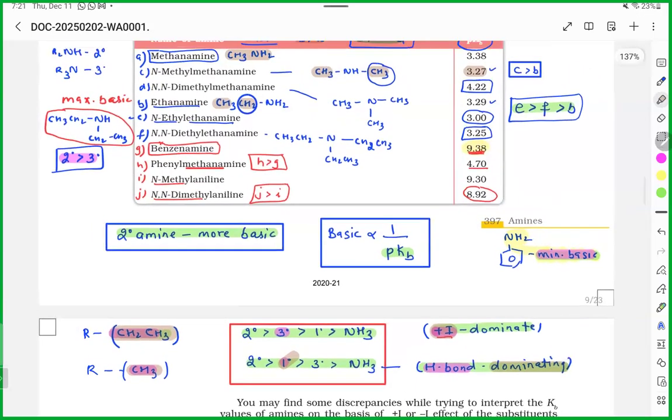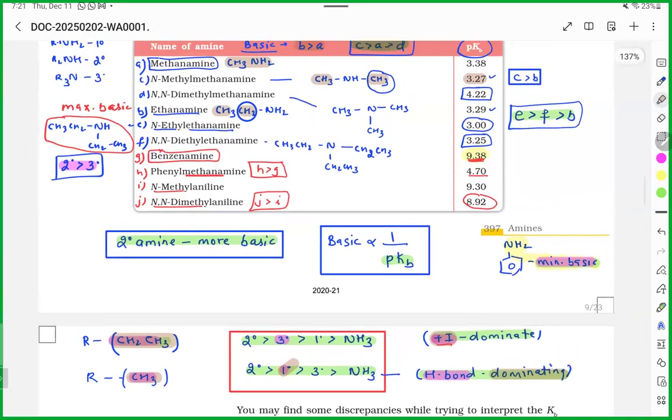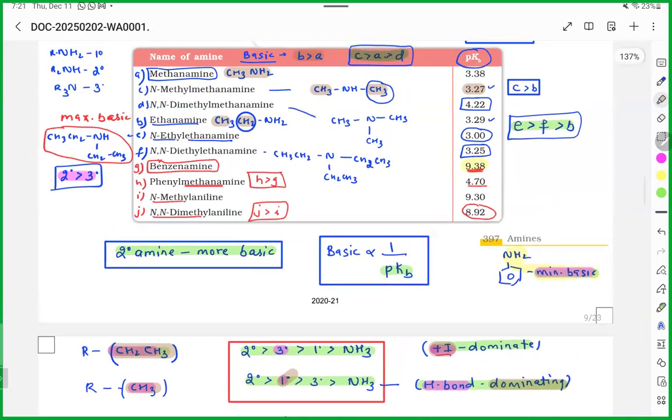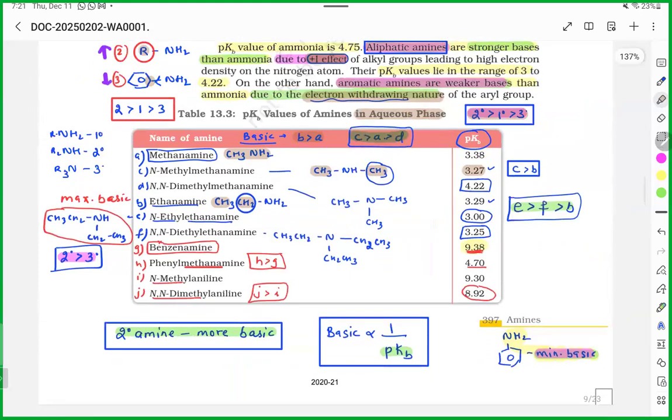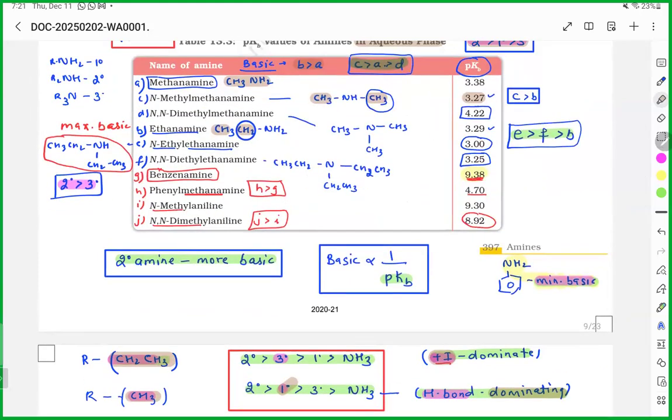And based on this, you can take all of this comparison. If you see this E part, in case of E, N-ethylethanamine, secondary is highly stable, correct? And in case of F, N,N-diethylethanamine, tertiary. Secondary is always greater, whether compared to primary or tertiary. No problem. So E will be greater than F. Any doubt?